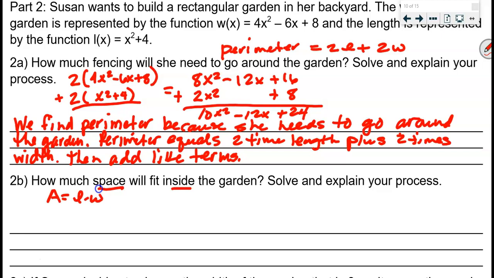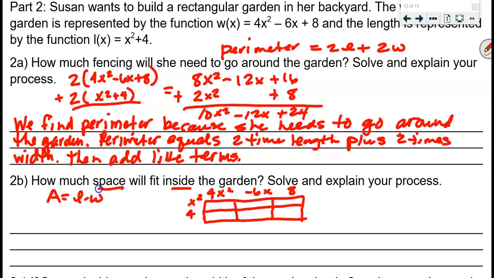So I'm going to do it like this. I'm going to do 4x squared minus 6x and 8. And I'm going to multiply that by, I'm going to use my box method, y'all, x squared and 4. Okay. So let's see if I can make this a box here with ultimately 6 terms that we maybe are going to combine some.